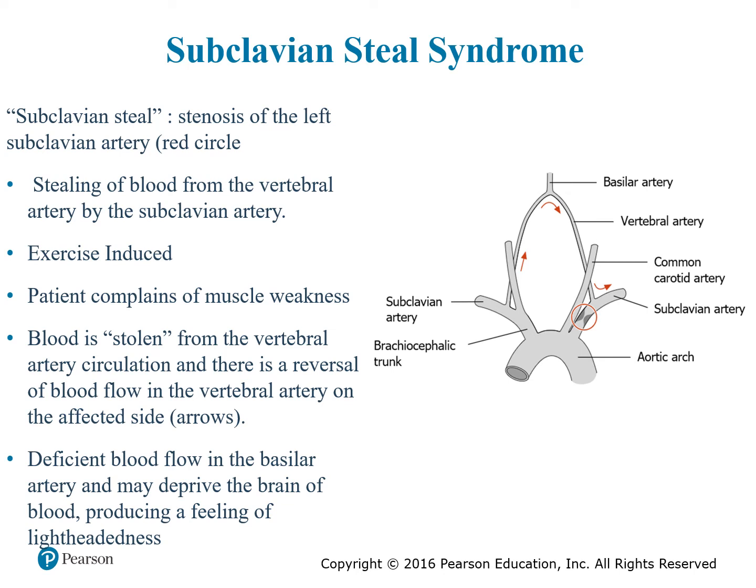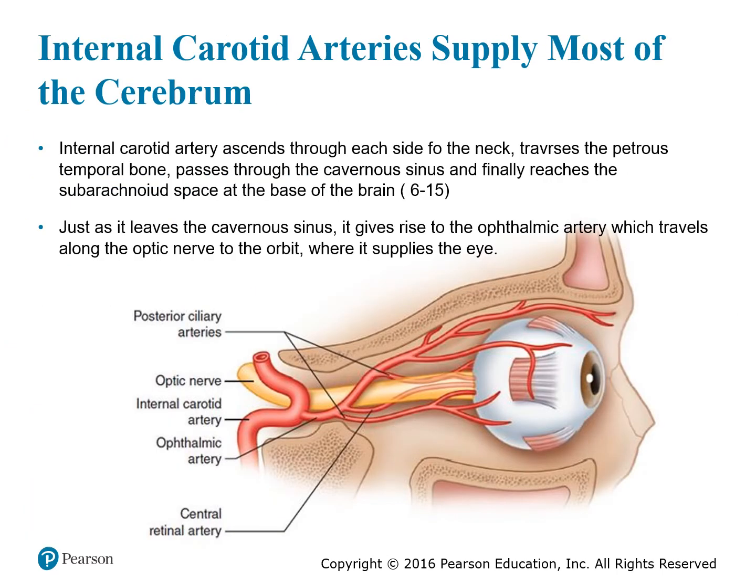When the left arm is exercised, as doing yard work or in the gym or whatever, insufficient blood may be supplied to the arm to accommodate the increased muscular effort. So the patient would complain of muscular weakness. As a result, the blood is stolen from the vertebral artery circulation, and there is a reversal of blood flow in the vertebral artery on the affected side. So this leads to deficient blood flow in the basilar artery and may deprive the brain of blood, producing a feeling of lightheadedness.